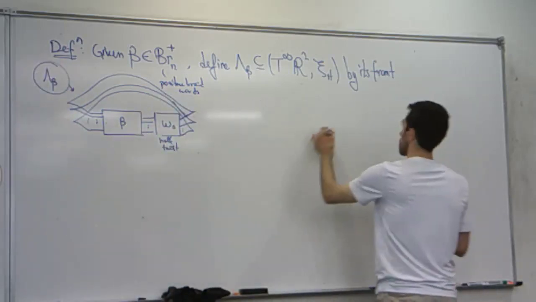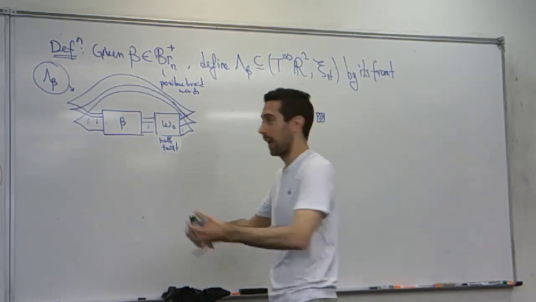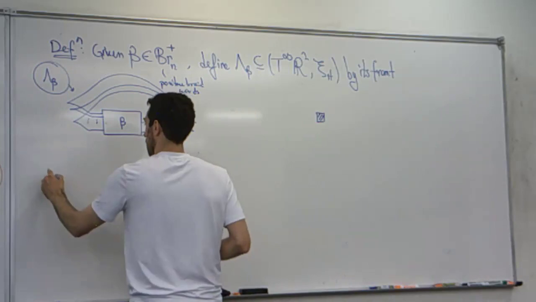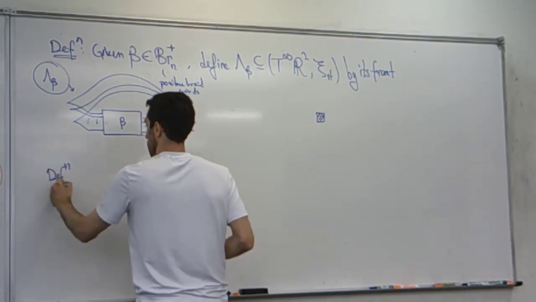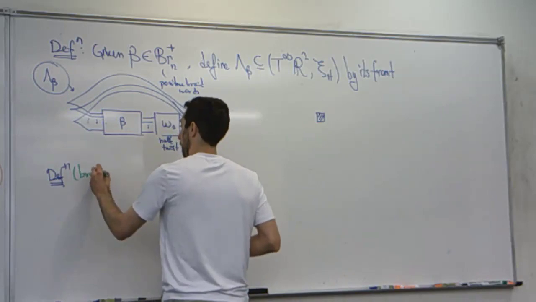Right? So this is the first definition. Now the second definition: hopefully through the example that I've worked out, you see where we're going. Second definition. These are again what we call positive braids, and it's called the braid variety.